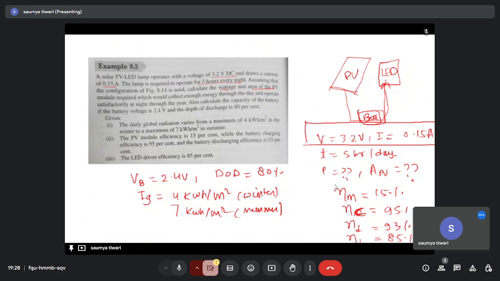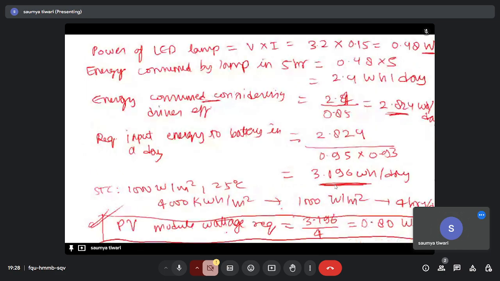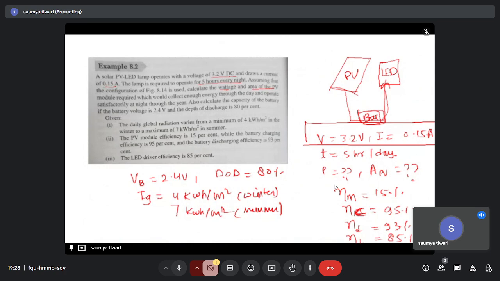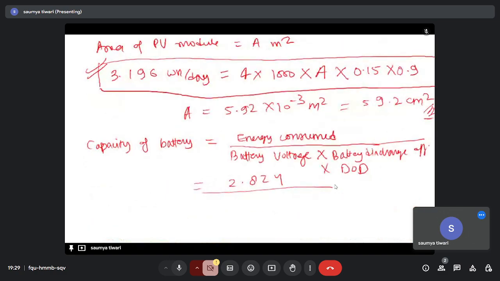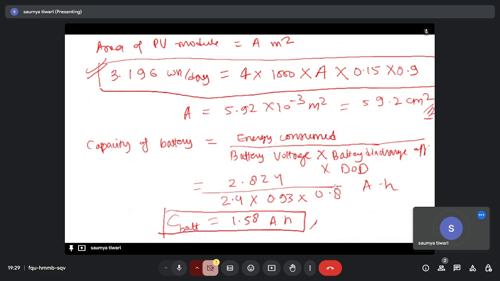Battery voltage was 2.4 volt, and discharge efficiency was 93%. And depth of discharge was 80%. So let's put all the values. It will be 2.4 volt, 0.93, and depth of discharge 80%. So it will be in ampere hour. If we solve this, it will be 1.58 ampere hour. This will be the capacity of the battery.